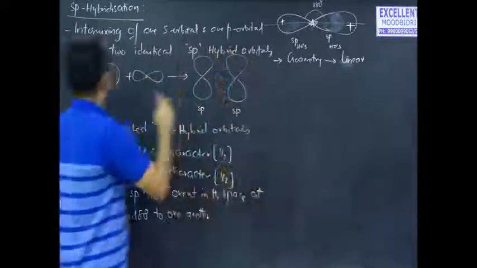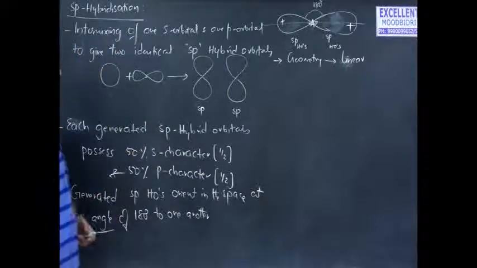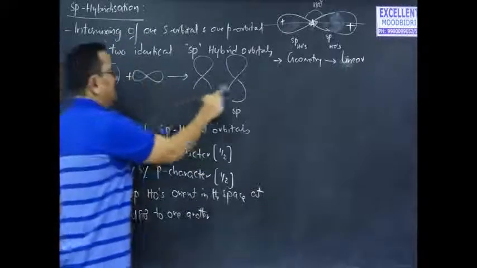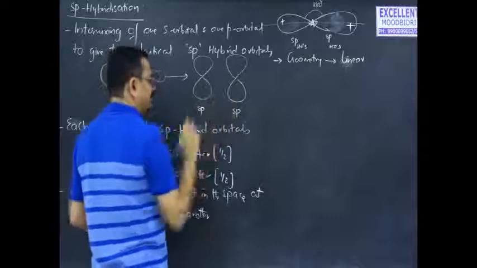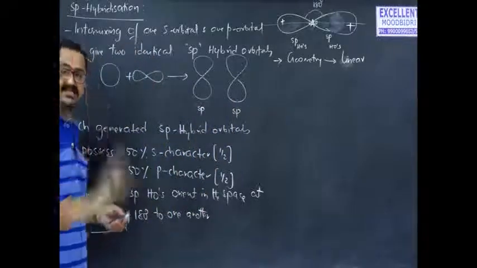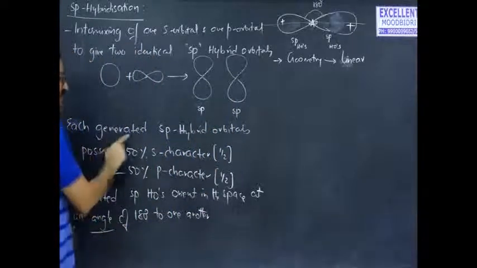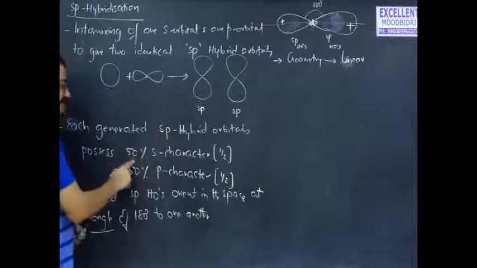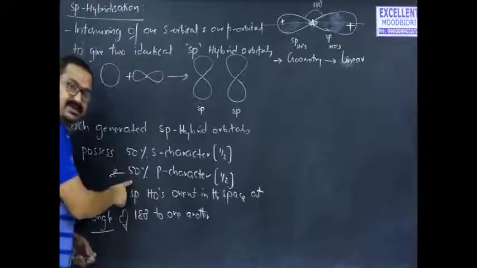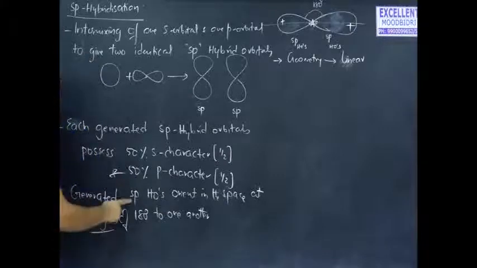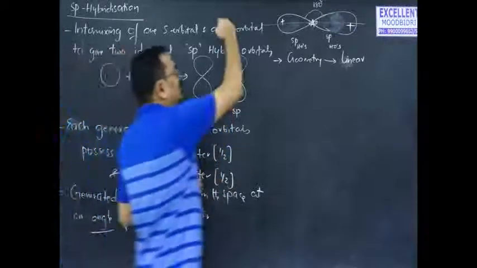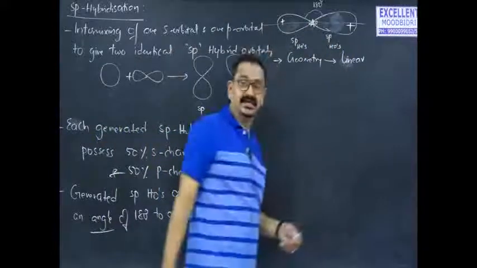In this way, intermixing of one s orbital and one p orbital to give two identical hybrid orbitals named sp hybrid orbitals is called sp hybridization. Each generated sp hybrid orbital possesses 50% s character and 50% p character. Generated sp hybrid orbitals orient in space at an angle of 180 degrees to one another, called linear geometry.